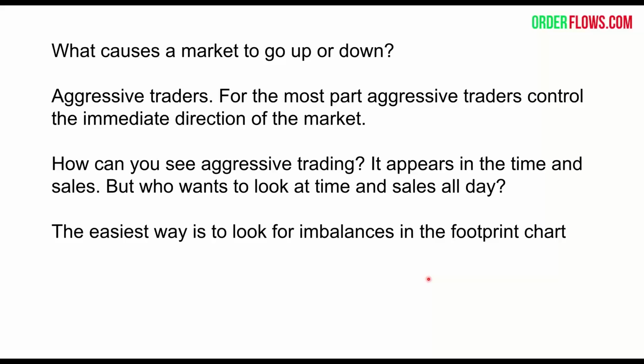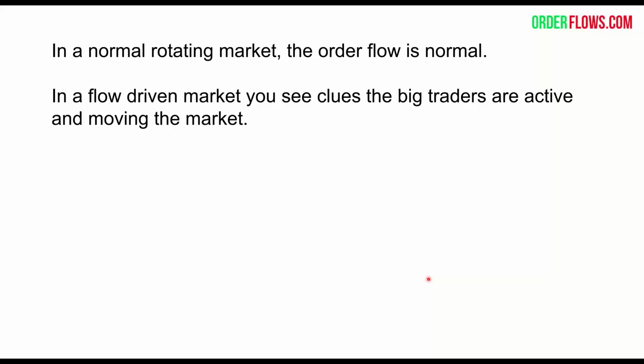You can't, right? It appears on a time and sales, but again, who wants to look at time and sales, right? The easiest way to look for imbalances, the easiest way to look for a flow-driven market, is in imbalances and delta in the footprint chart. Now, in a normal rotating market, the order flow is normal. You don't see a whole heck of a lot of imbalances or anything really special volume-wise, right? But in a flow-driven market, you see the clues that the big traders are active and moving the market.